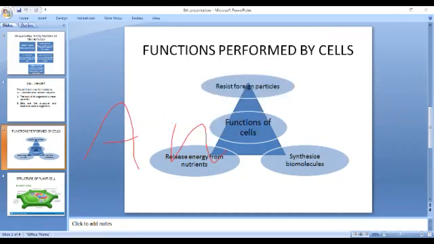Then next, release energy from nutrients. So it is releasing energy from the nutrients.